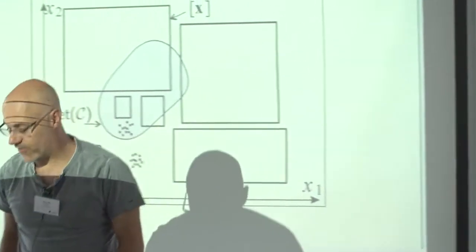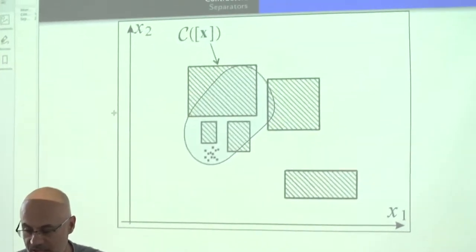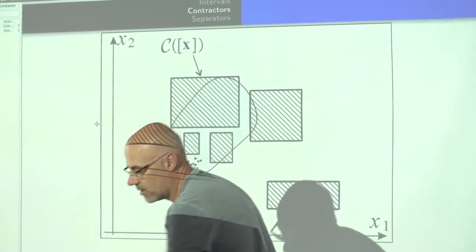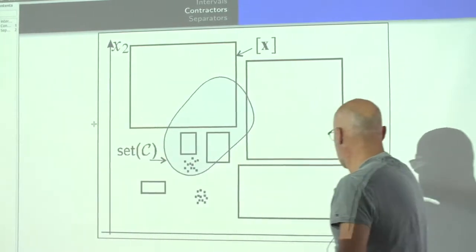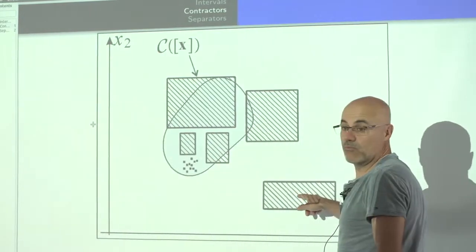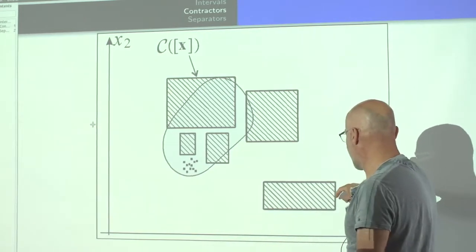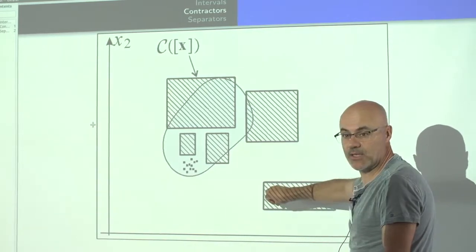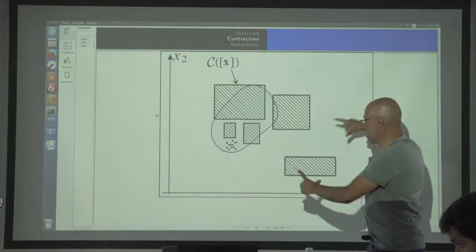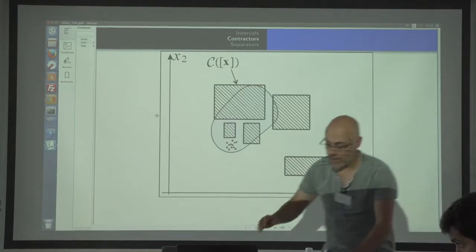Okay, so I have a graphical representation, before contraction, after. So you can see that these boxes are not contracted to empty. It could have been, but it's not the case. It satisfies the definition. If I apply it once more, maybe it will become empty. So we have some contractors that are idempotent. It means if I apply it twice or once, it will be the same. So here I don't know.